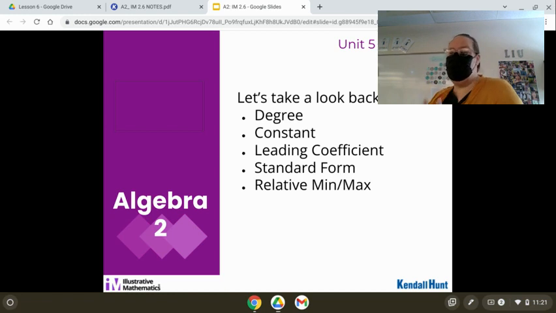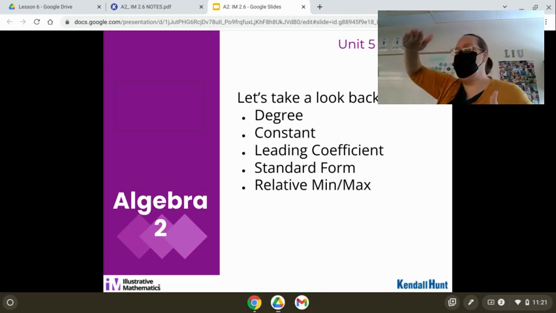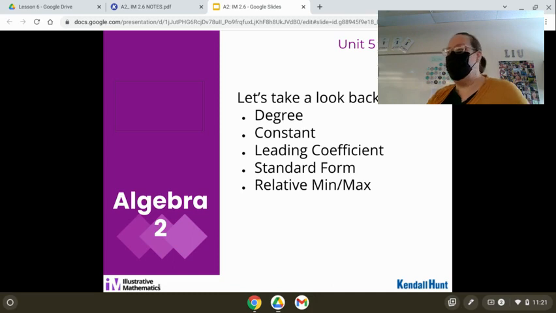Relative minimum or maximum. We looked at on our graph, if there are a lot of curves, we might find a relative minimum or a relative maximum. Where are those? What do they look like? Do you remember? What's in your notes? Ellie, was that a half hand up? I think it's something like the highest point that it reaches.